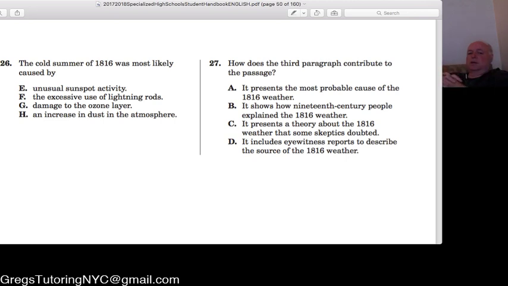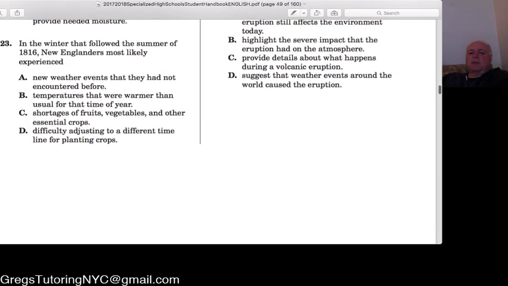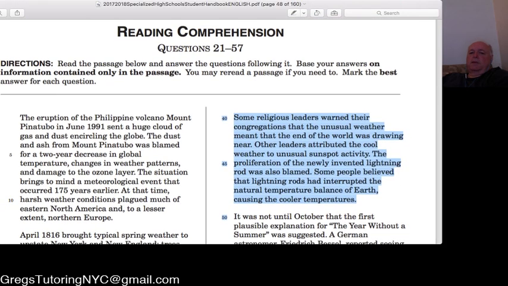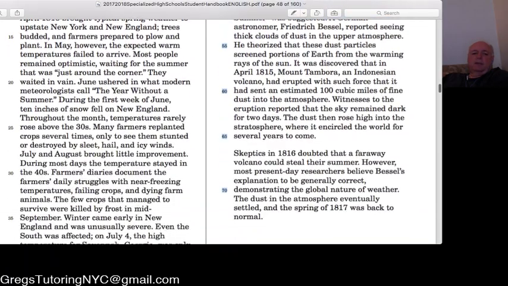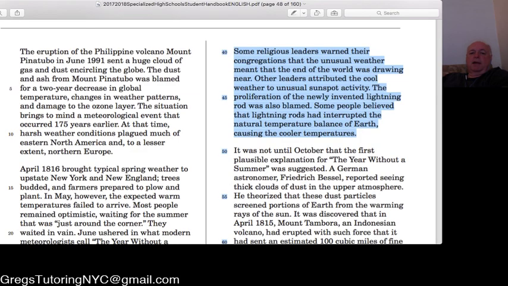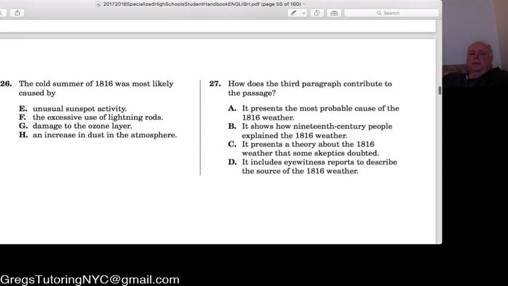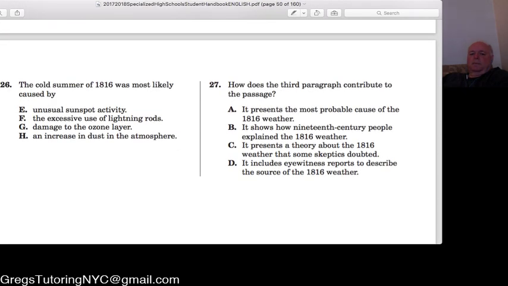C, it presents a theory about the 1816 weather that some skeptics doubted. I think it mentioned some doubt, but some of it doesn't mention their doubtness. So it just mentioned their beliefs. One of them, I think it said people were not sure of, and I might even just be randomly guessing. I'd have to read the passage again. So where is that again? Perhaps because it's giving various explanations, so maybe more than one is true, or maybe none of them are true. So it can be kind of a skeptic thing as well. But C is weaker, and B rules.